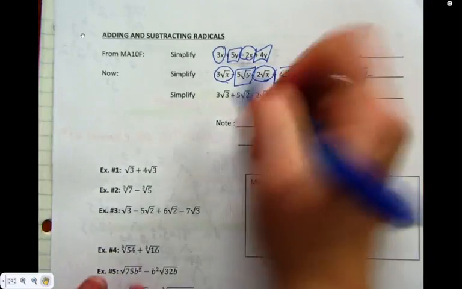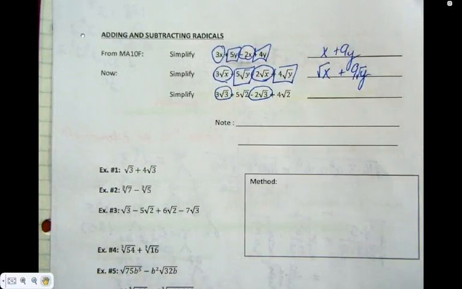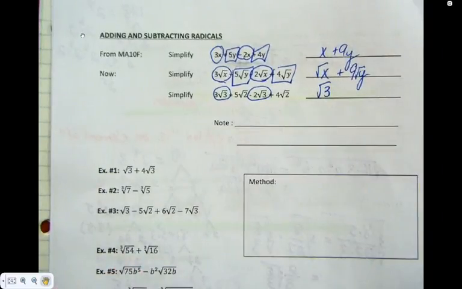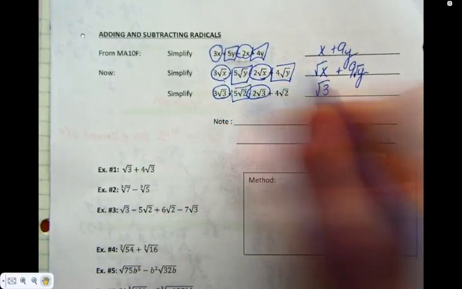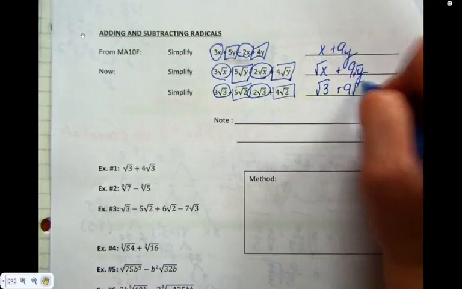Okay, so let's take this one when there's numbers underneath instead of just x's. So 3 root 3 minus 2 root 3, how many root 3's do we have? And 5 root 2 and 4 root 2, how many root 2's do we have? 9 root 2.